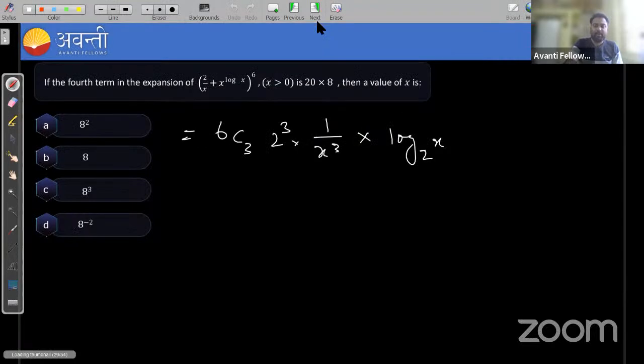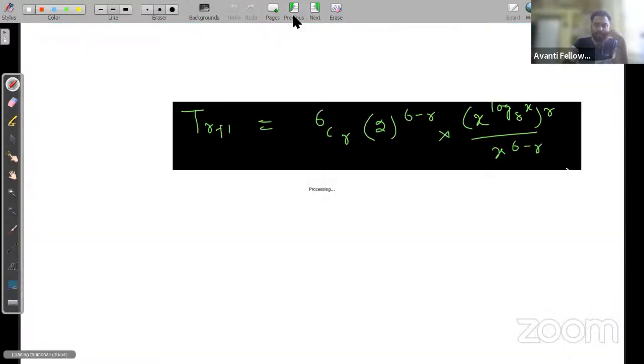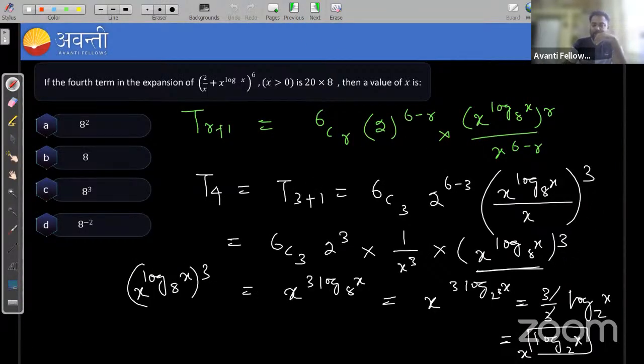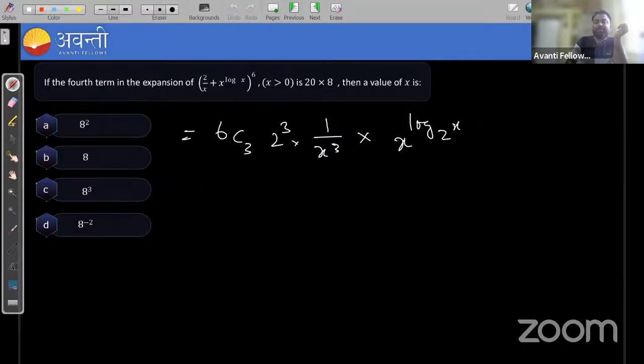Okay, so similarly here we are having x to the power log of x to the base 2, right? Is there anything we have left? No. Okay, let's calculate.